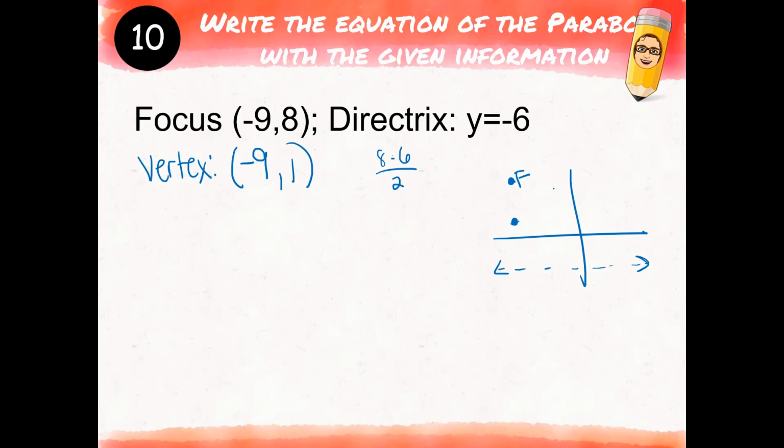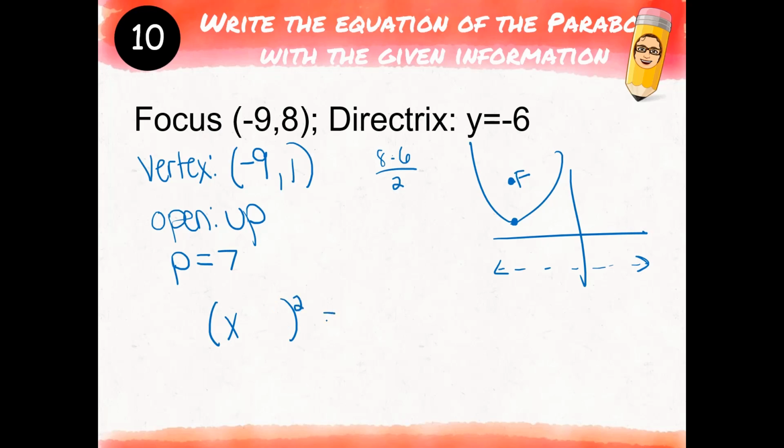I also know that it's pointing up. And I can find the p-value now. The p-value is 7, because that's the vertex to the focus. So my equation, since it's opening up, would be x squared. So it'd be x plus 9, y minus 1. 4 times 7 is 28. So that is the equation of my parabola.